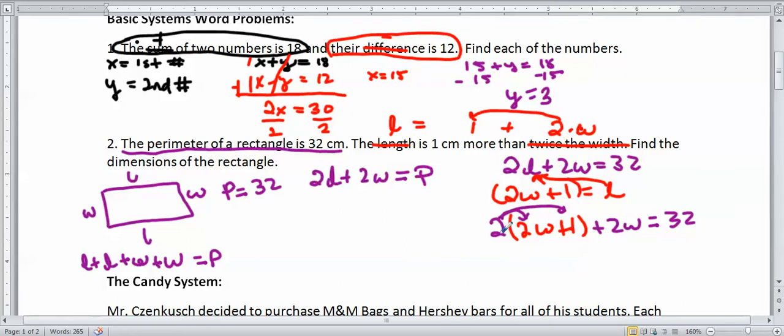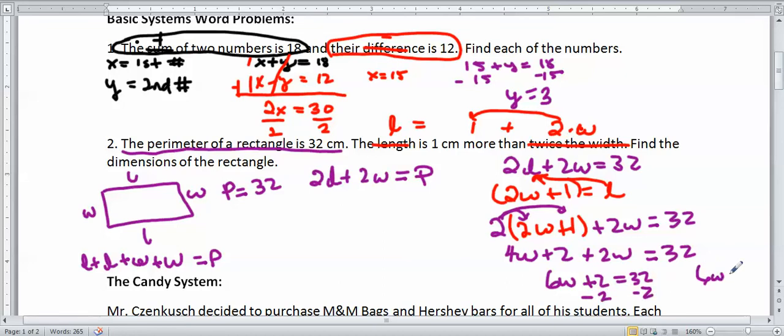Okay, so 2 times 2w is 4w. 2 times 1 is 2. Plus 2w equals 32. I need to combine like terms. 4w plus 2w, these two can combine to be 6w. Subtract the 2. Subtract the 2. 6w is equal to 30. So if I divide both sides by 6, w is equal to 5. Should have done that down here, sorry. So w is equal to 5.